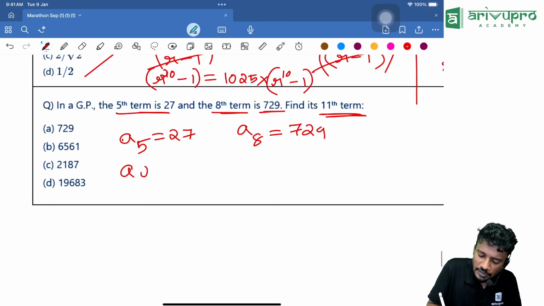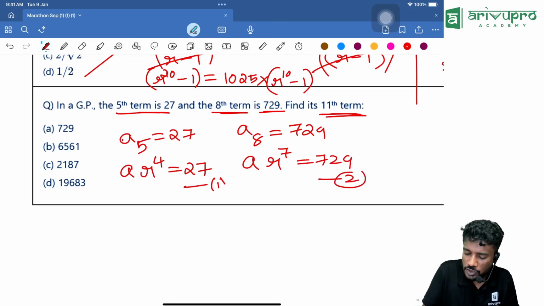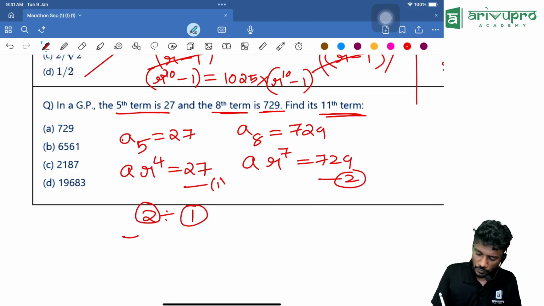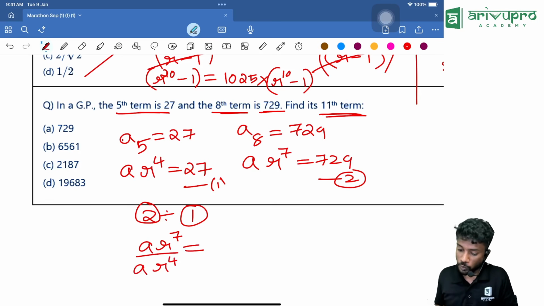A5 can be written as AR raised to 4, which is equal to 27. AR raised to 7 is equal to 729. Now people, this is equation 1. This is equation 2. So equation 2 divided by equation 1: A into R raised to 7 divided by A into R raised to 4 is equal to what?